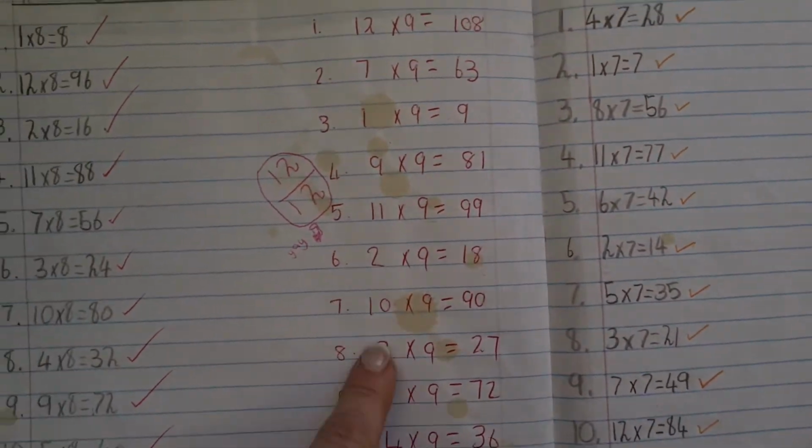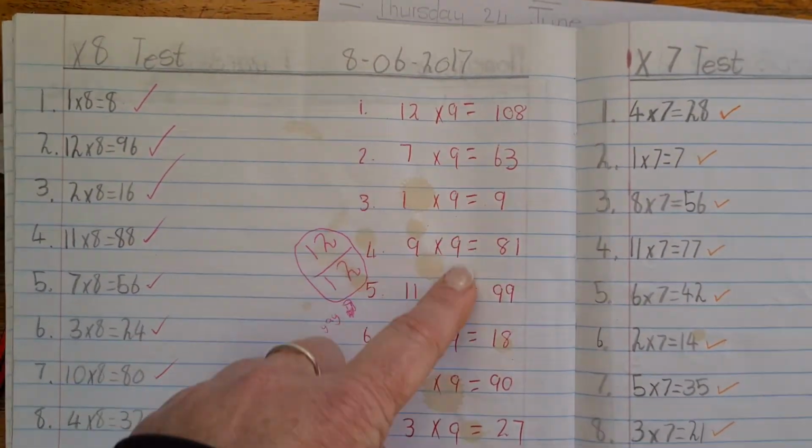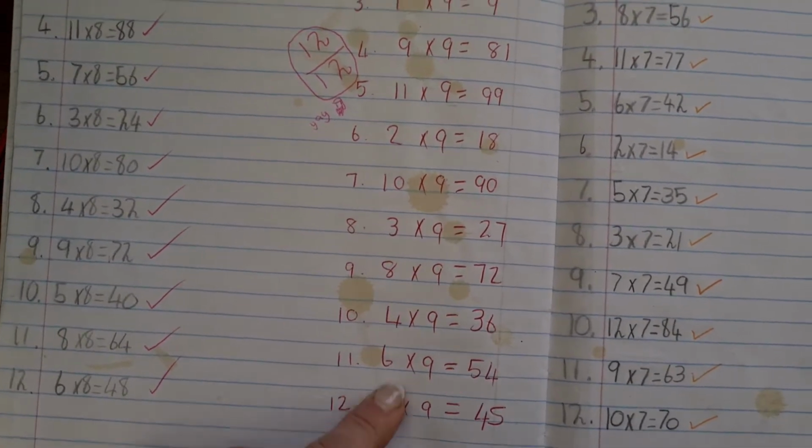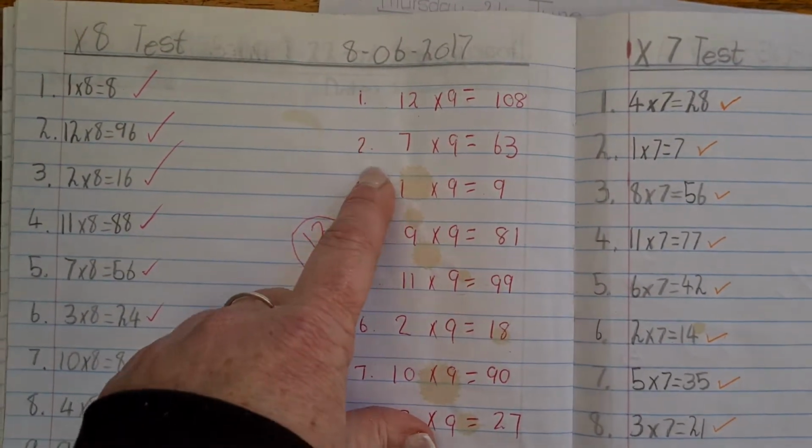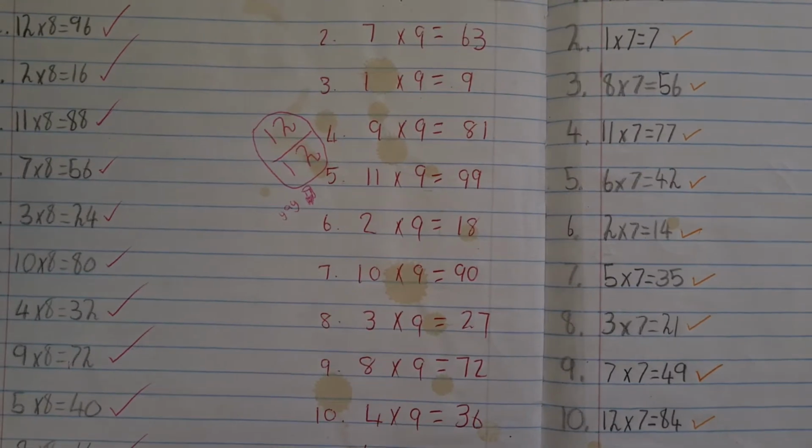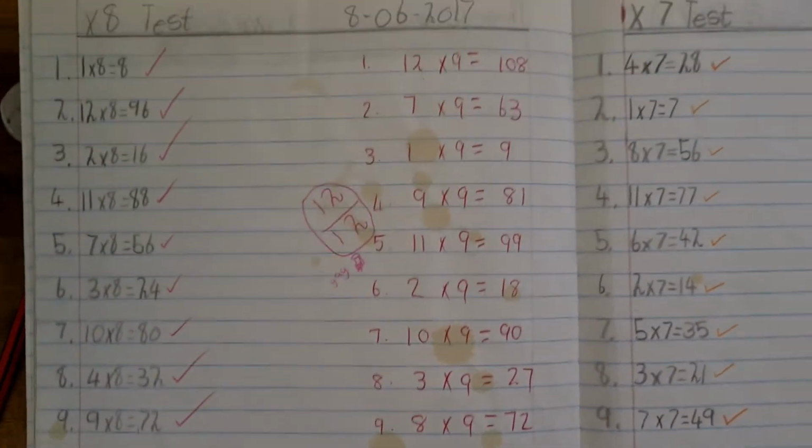This child must have been absent when the 9 times table was done. That's why I've just got it in pen here. But we call it out randomly. I'll send you a screenshot of this. Sorry about the splotches everywhere.